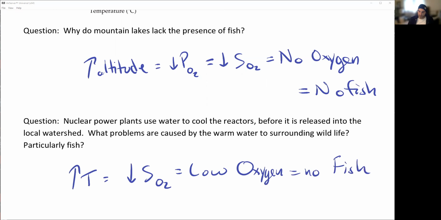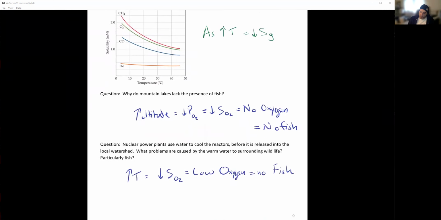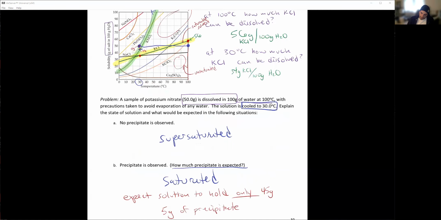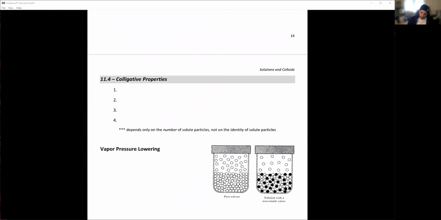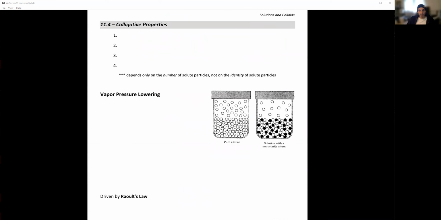So again, that goes back to those relationships. Pressure and solubility of gases are proportional, and temperature and solubility are inversely proportional. We just need to know those. And I think that is it for this. Yeah, you can do those calculations. We already did those, so you can look them up. We're going to start colligative properties next.